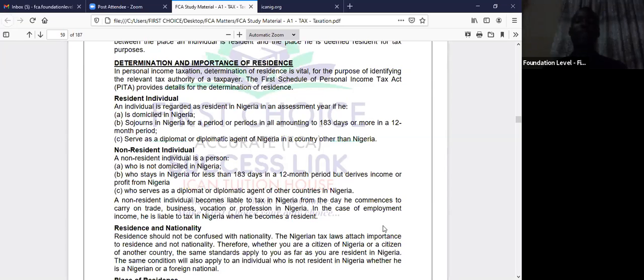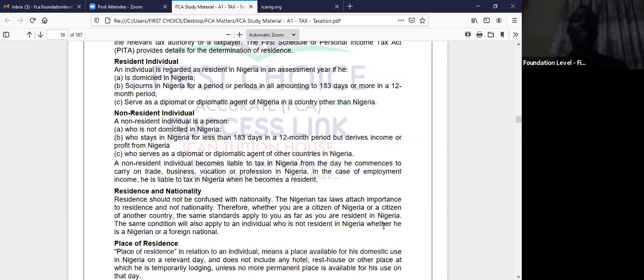So take note, residency applies to somebody who is earning employment income. But if you're not earning employment income, you're a sole trader, you are doing business, you become taxable in Nigeria when you start your business. But if you're earning salary, you become taxable in Nigeria the day you become resident. You meet one of these 3 criteria.